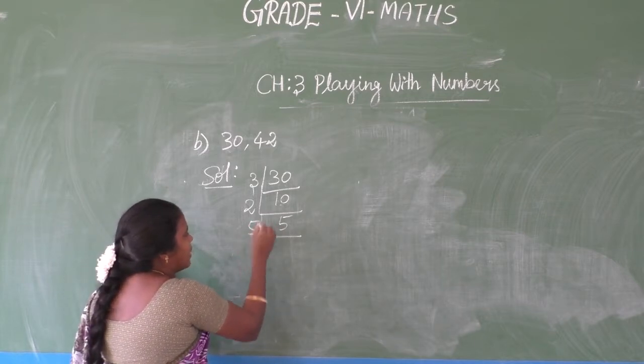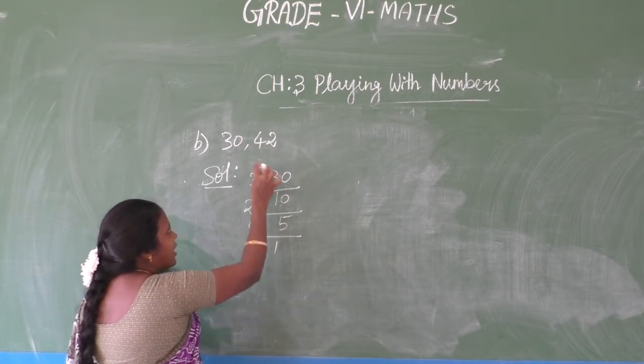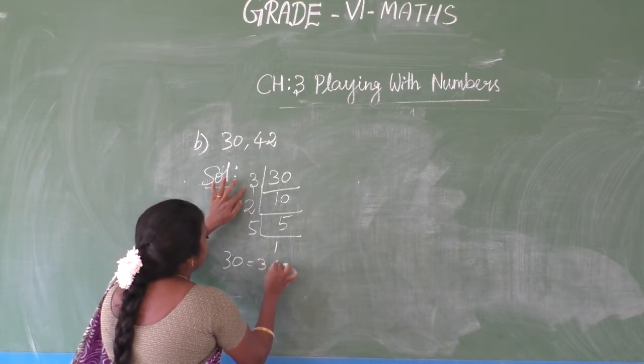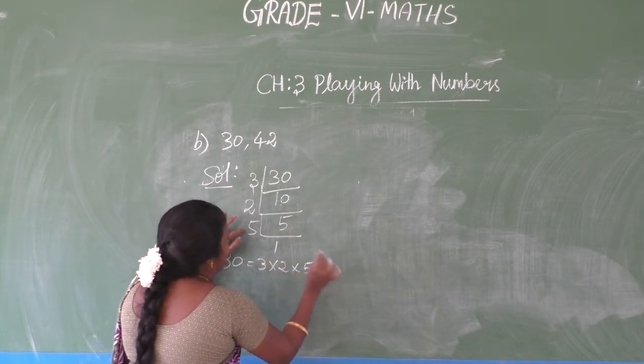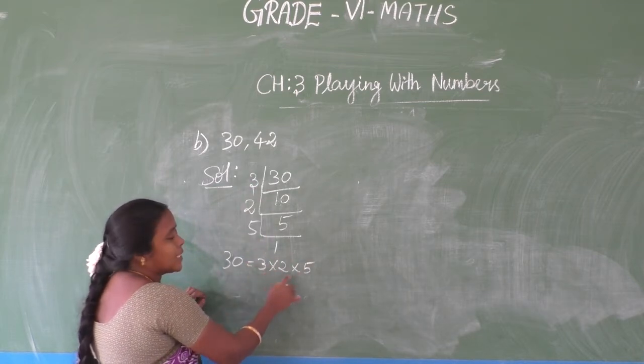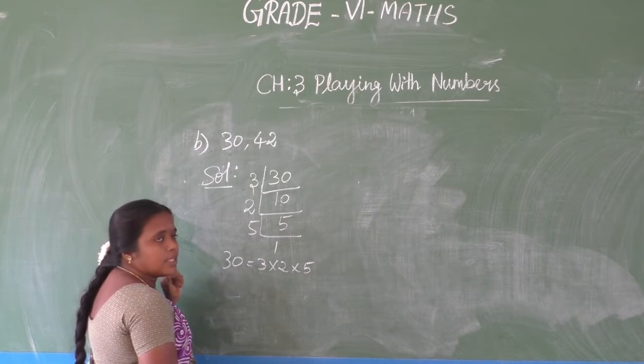5 is also a prime number, that's all. These are the prime factors of 30. So 30 equals 3 into 2 into 5. Clear? We have expressed it in product notation using the prime factors of 30.